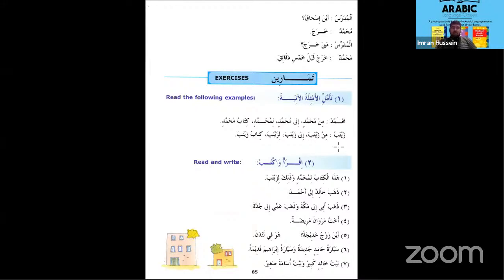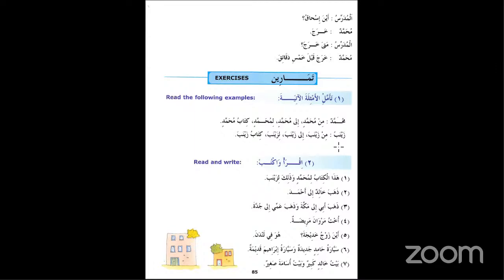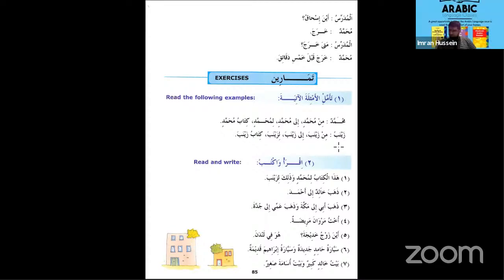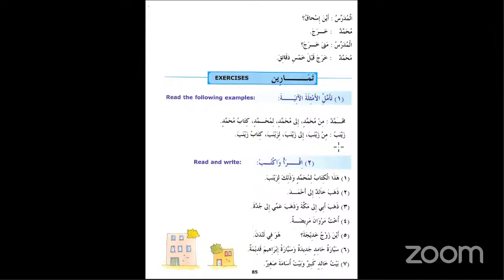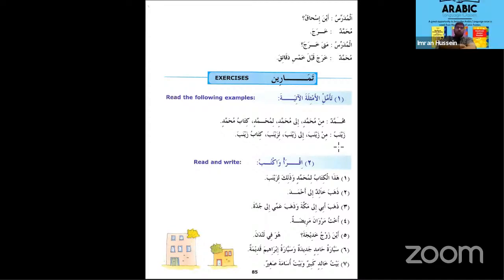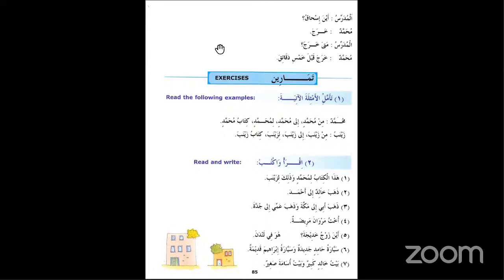Jazakallah. Can I ask Dr. Shabir to read 1 to 4, please? Read and write. Assalamu alaikum. هذا الكتاب لمحمد وذلك لزينب. This book belongs to Muhammad and that one belongs to Zainab. Correct. ذهب خالد إلى أحمد. Khalid went to Ahmad.